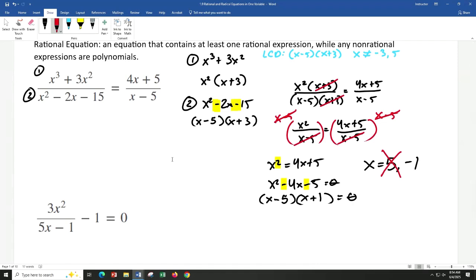Here's a good little pop quiz. How do I know there's going to be a restriction? It's a variable in the denominator. Exactly. Variables in the denominator automatically scream there's a restriction somewhere. Because eventually we're going to start going through functions again. Remember that?